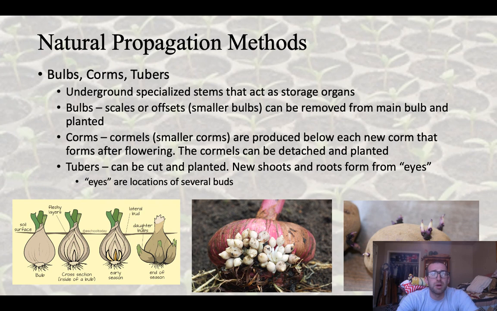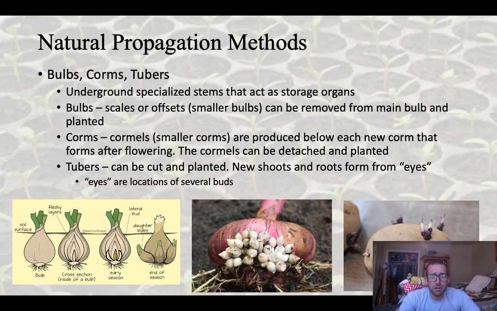We also have some bulbs, corms, and tubers, which are specialized stems that act as storage organs, right? And they create little offsets or bulbs that can be broken off and planted as new plants, right? These little bulbs that can be produced here. On a corm, these things are smaller things called cormels, right? That can be detached and planted. Tubers, we get new shoots and roots that can form from the eyes of your tubers, of your potatoes. All natural propagation methods.